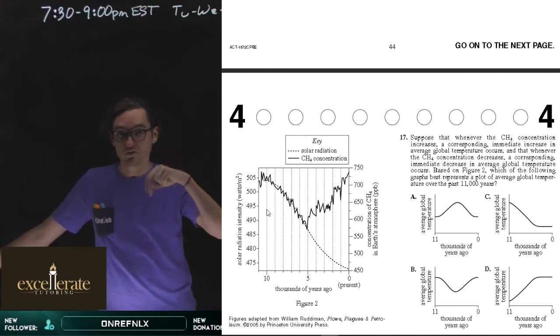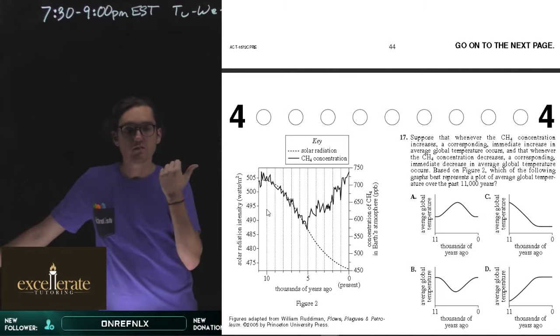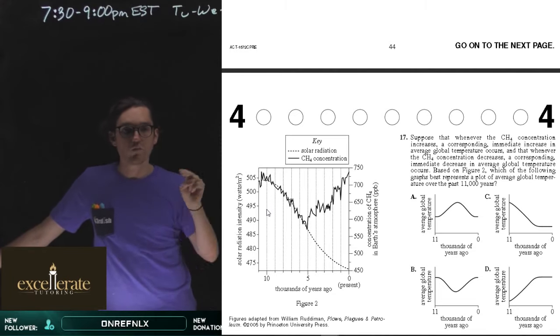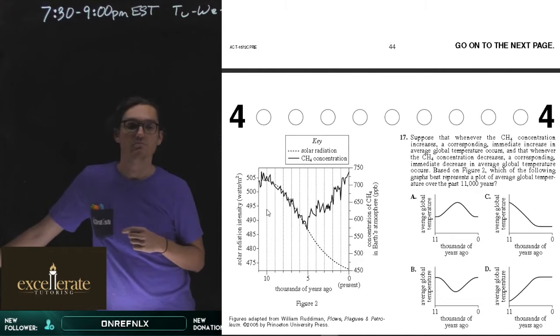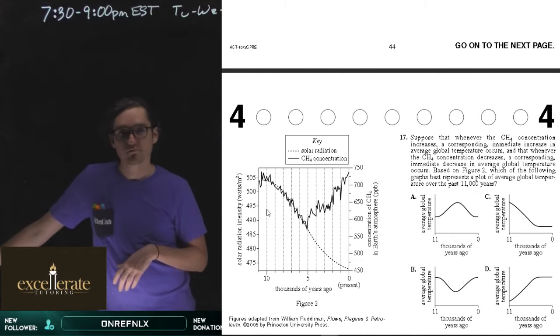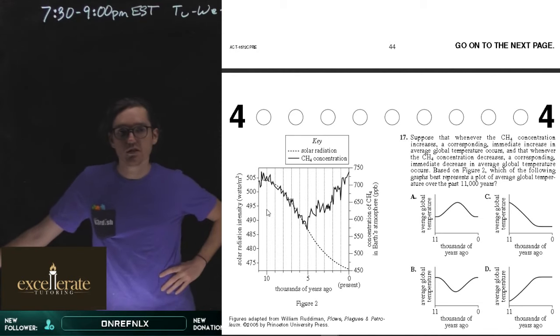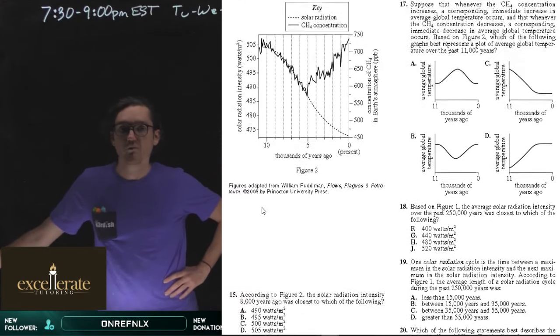As methane goes down, so does the temperature. Methane, over the past 11,000 years, went down and then went up. So which graph went down and then went up? B. It's the only one that does that. It matches the CH4 curve as well.